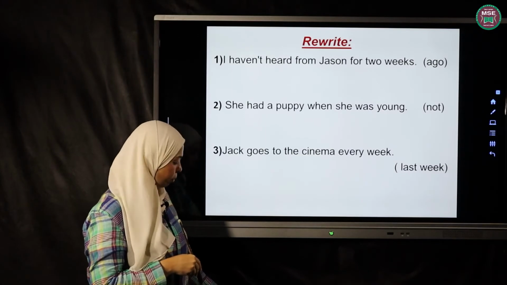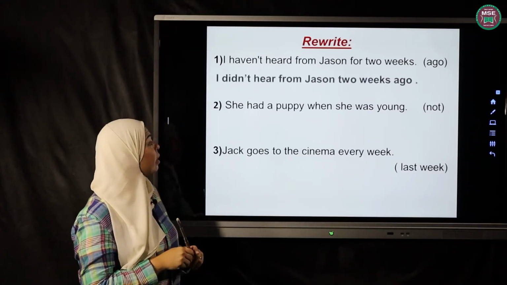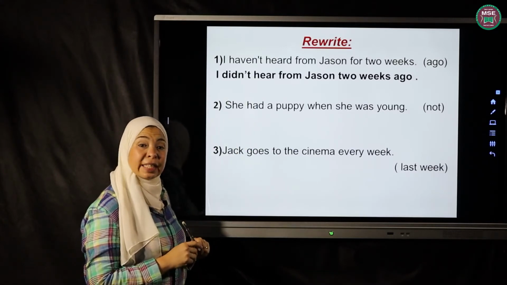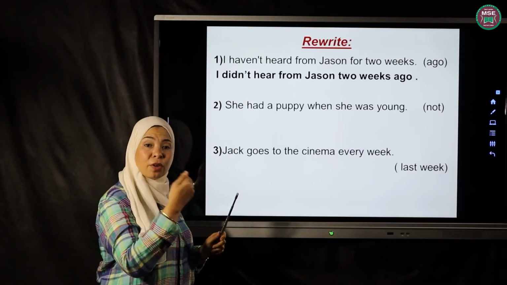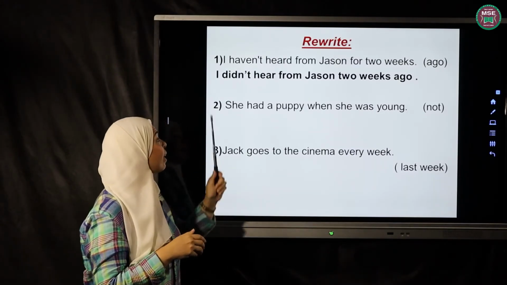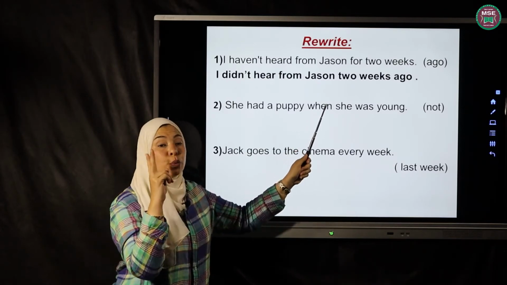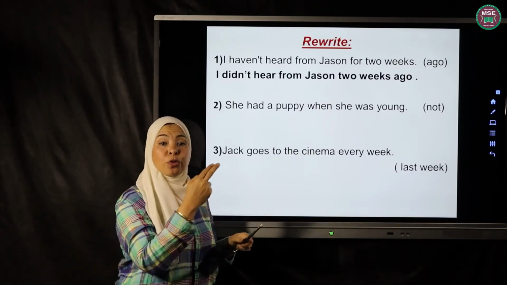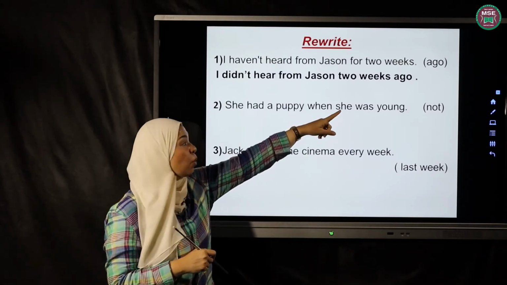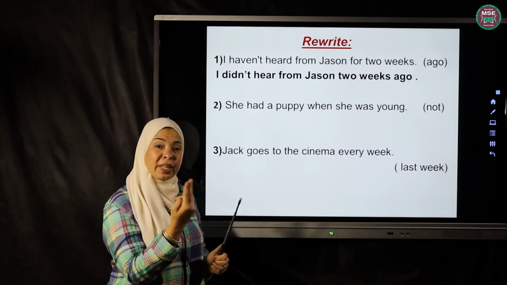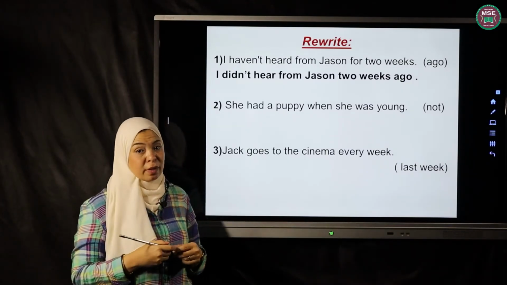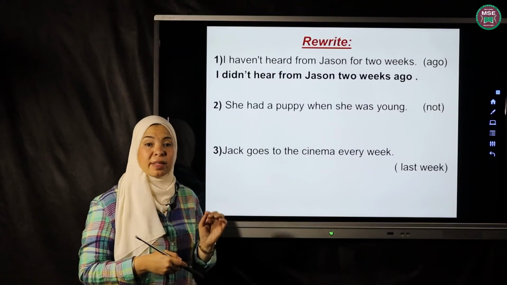Let's see the answer. I change it from present perfect to past by using didn't. Did, because it's the past and not because it's the negative form. And instead of saying I haven't heard, I say I didn't hear from Jason 2 weeks ago. Instead of for 2 weeks. For because it's present perfect, but now I have to put ago. So I put the duration plus ago: 2 weeks ago. Not for 2 weeks. For plus duration for present perfect. 2 weeks plus ago for past simple.